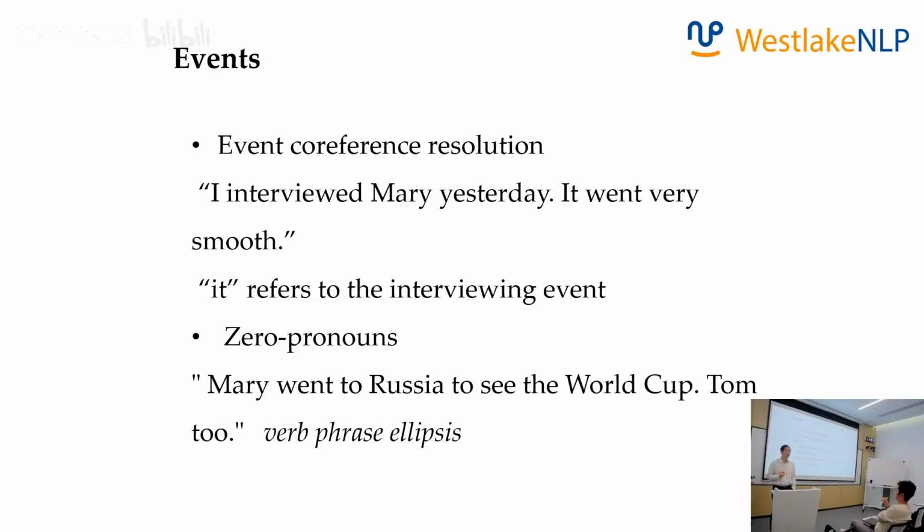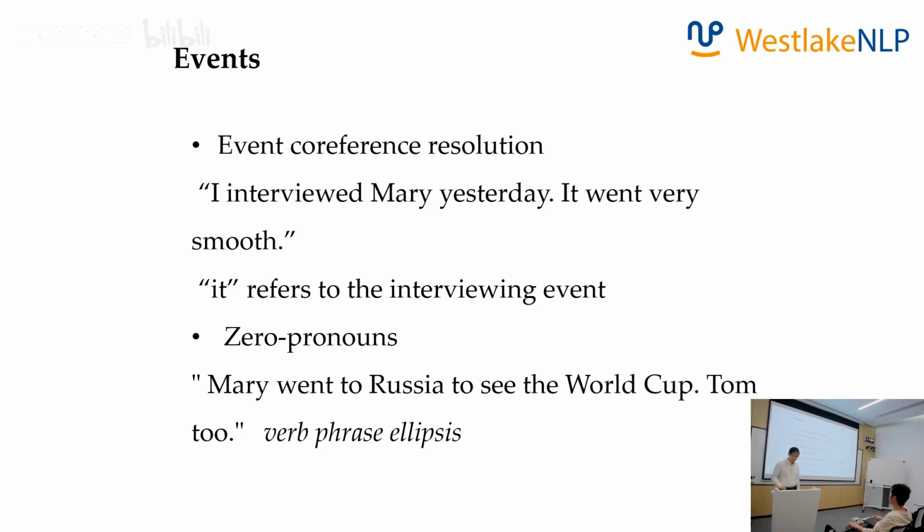So events, they also have coreference correlations. For example, I interviewed Mary yesterday. It went smooth. So this "it" doesn't refer to Mary or I, right? It refers to the interview event. And event coreference can also be omitted. For example, I like World Cup. And Tom too. Okay. In the second sentence, "likes the World Cup" is omitted, right? You should be able to detect that.